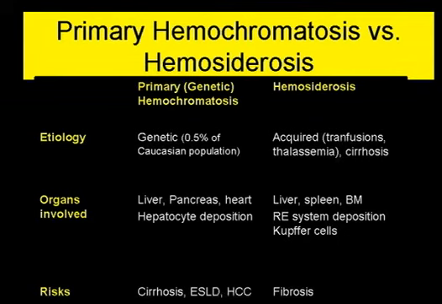The risks are a very increased risk of end-stage liver disease and HCC in patients with primary hemochromatosis. Patients with hemosiderosis also have a small risk of fibrosis. To my knowledge, there is no risk of HCC in patients with hemosiderosis alone, excluding, of course, any associated etiologies like chronic viral hepatitis.